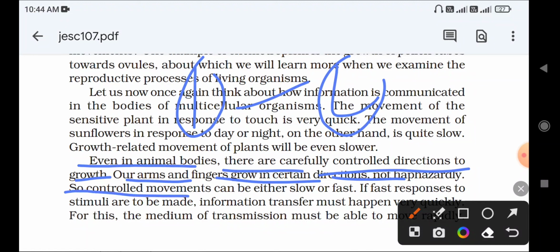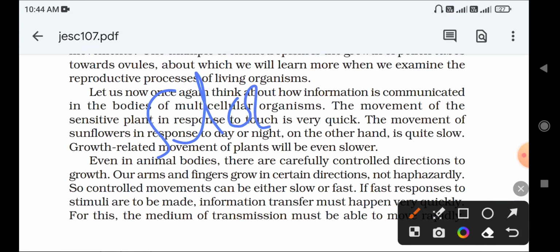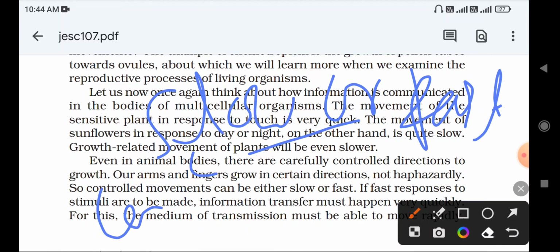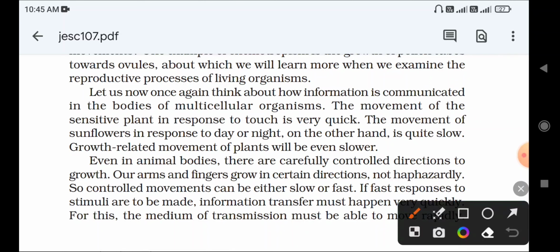So controlled movements can be either slow or fast. The movement can be slow or fast, but these movements are somewhat controlled in our body, correct. Our growth happens from childhood up to middle age, correct. It is not that we suddenly get older. By a slow process we get older, right, which means our cells grow slowly, but they are definitely growing. The cells of the body grow in a precise manner.